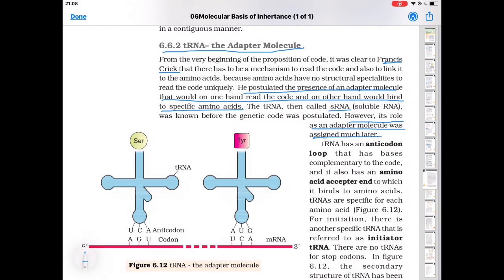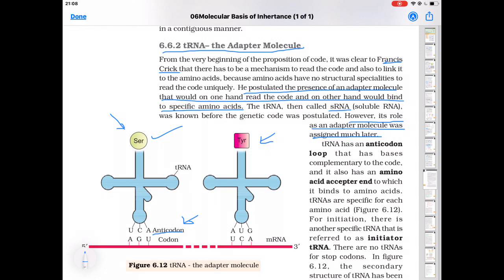Now, what is the structure of tRNA? tRNA has an anticodon loop. In the diagram shown, this site is known as the anticodon loop, which has the bases complementary to the code, and it also has an amino acid acceptor end to which it binds amino acids. On one end, mainly the 3' end, the amino acid combines. The amino acid joins at the 3' end of the tRNA.